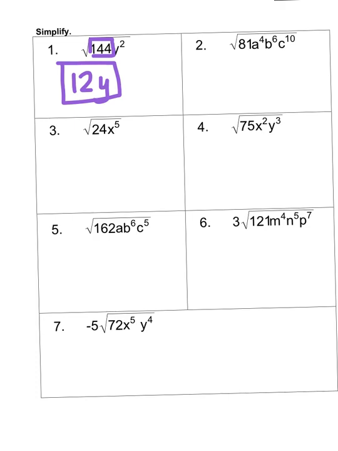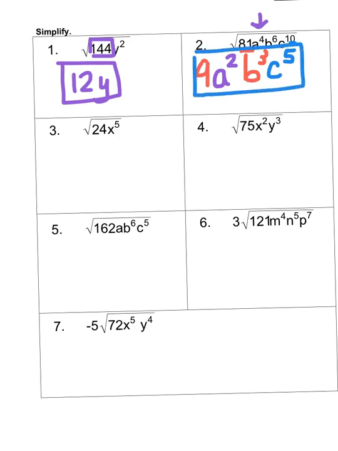Looking at number 2, are all of these terms perfect squares, or will we need a radical in the end? Well, the square root of 81 is 9. Now let's look at the square root of a to the 4th power. Since it's even, we divide by 2. 4 divided by 2 is 2. The square root of b to the 6th power is also even, so we divide by 2. That would be b to the 3rd power. C has an even exponent. We divide by 2. And this is our final answer.